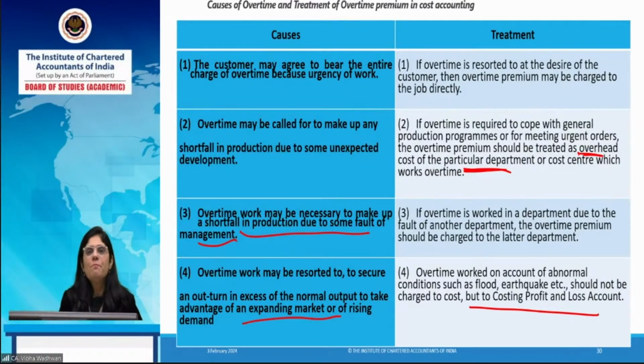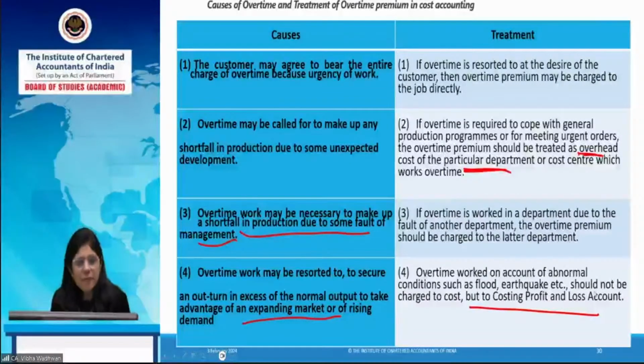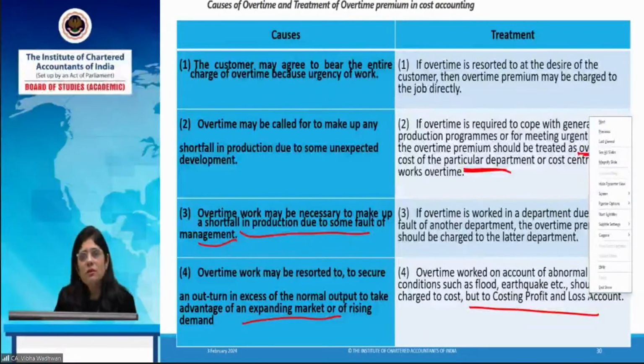So there could be many reasons for overtime. Due to the customer order, you will charge the overtime to the customer. If you have to meet the production target, it will be charged to the production department. If it's because of the mistake of some other department that you could not achieve the target, then you have to charge it to that department. Or for any abnormal reason, it will go to the costing profit or loss account. So this is an overview of how the overtime cost will be charged, because it's over and above the normal labor cost.